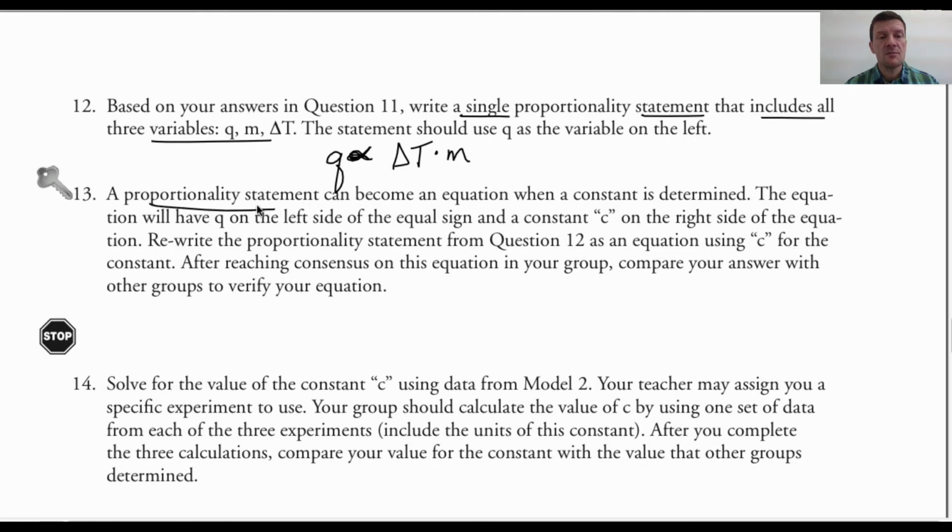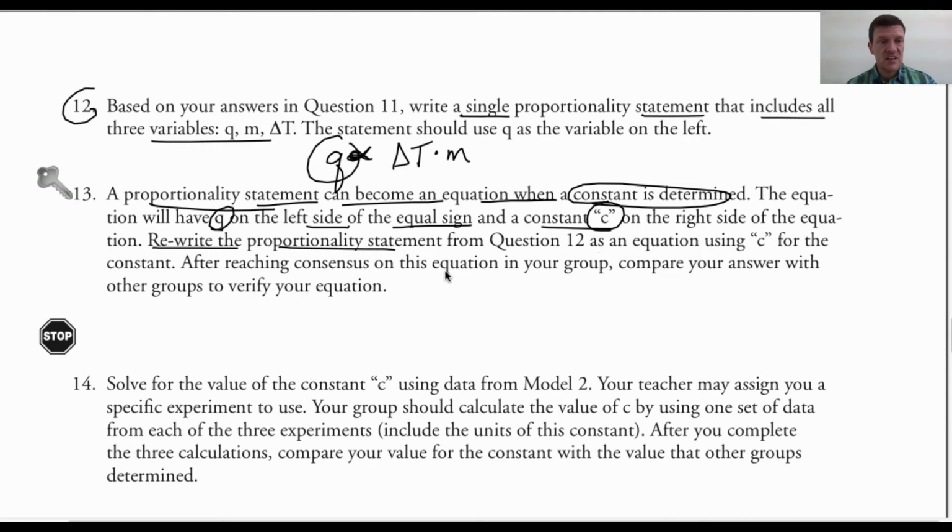A proportionality statement can become an equation when a constant is determined. The equation will have Q on the left side, we got that, equal sign, and a constant C on the right side, we don't have that yet. So we're going to rewrite the proportionality statement from question 12, right up here, as an equation using C for the constant. After reaching a consensus, if you're in a group and you're using this in your group, we're going to look at the different possible answers here.